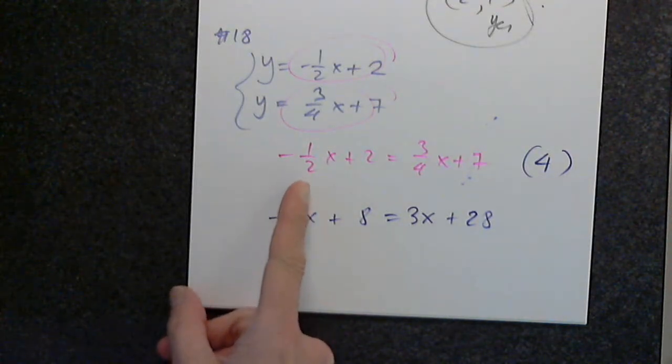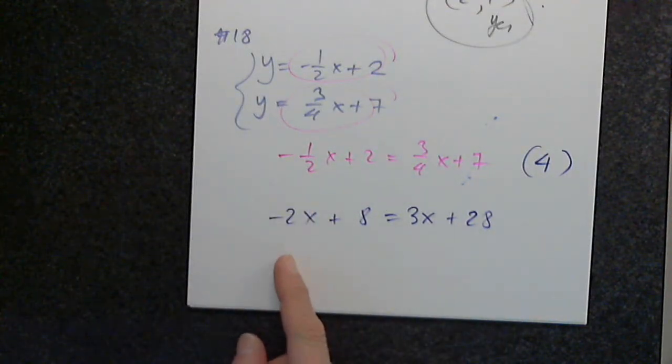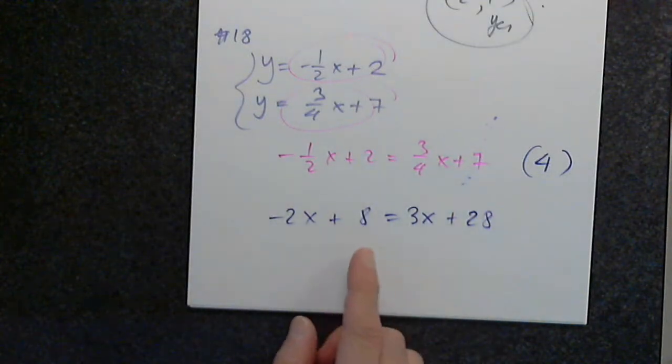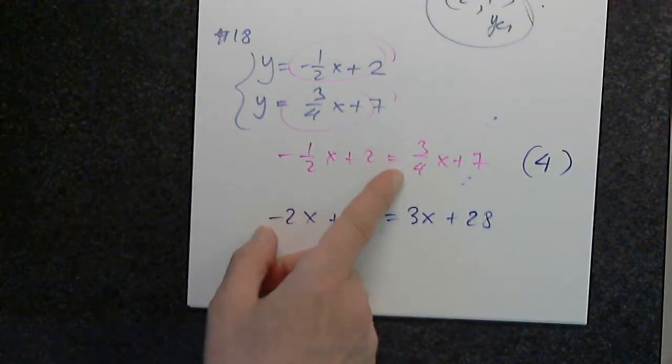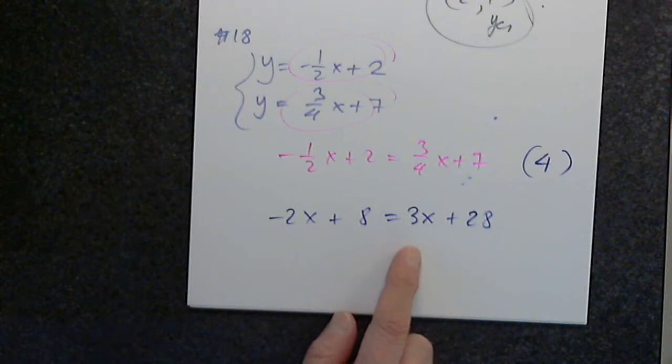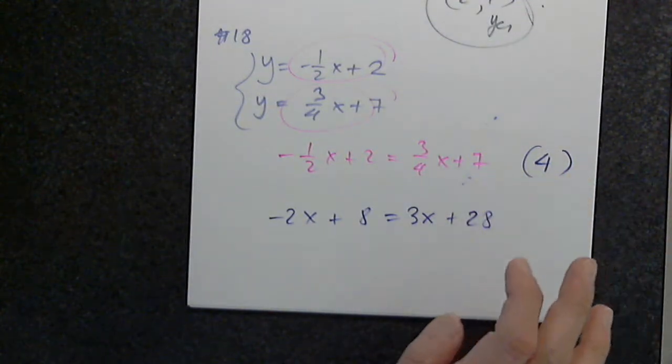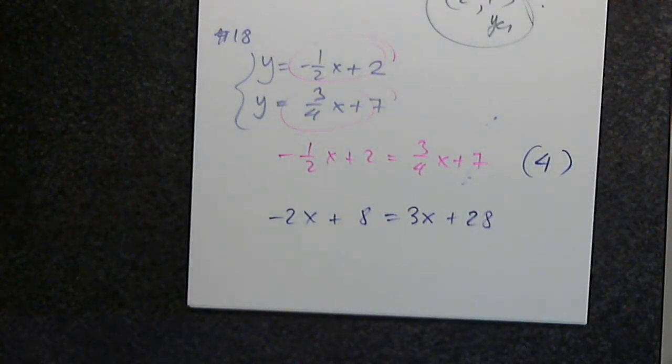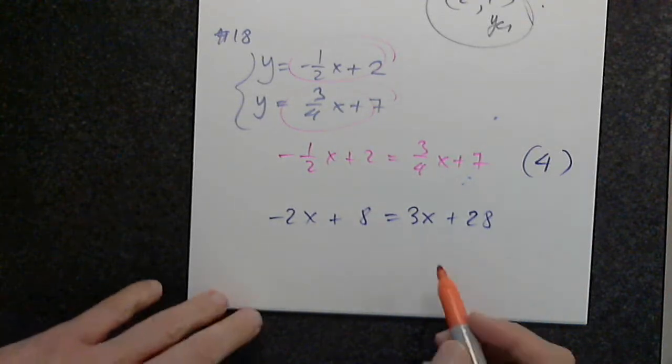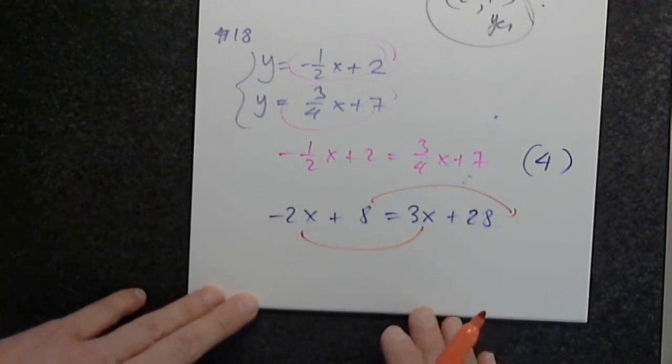So one more time, negative 1/2 times 4, we get negative 2. 2 times 4, we get 8. 3/4 times 4/1, we get 3. And 7 times 4, 28. Agreed or not? Agreed. Perfect. So then we move x and we move 8.